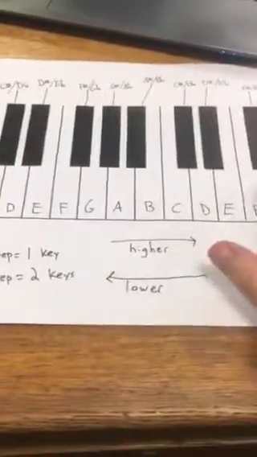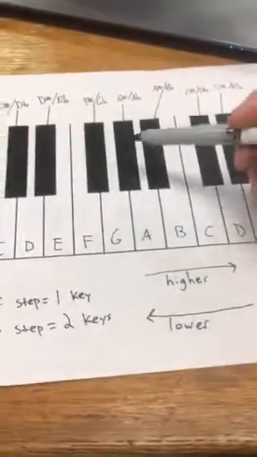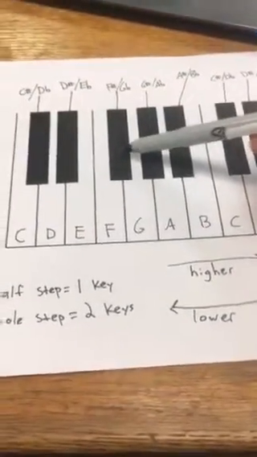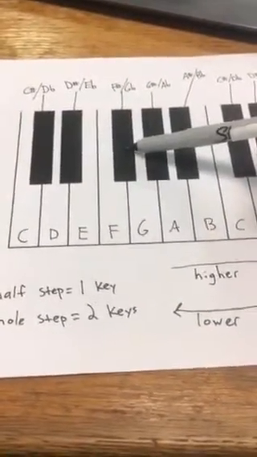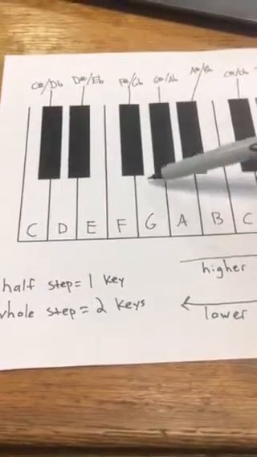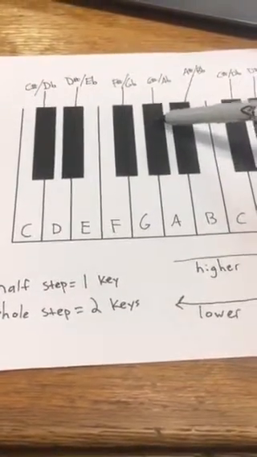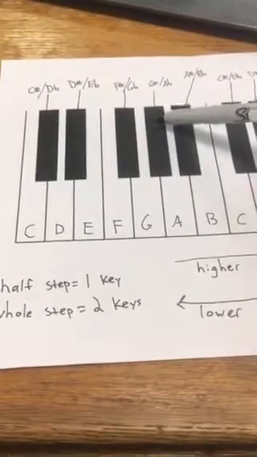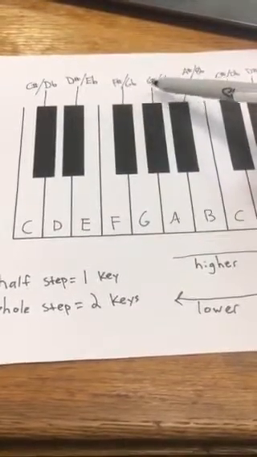One final example is if we start on F sharp, and let's say it wants a whole step higher than F sharp. So a whole step is two keys, 1, 2. We went up higher. Anytime it's higher, you use sharp.